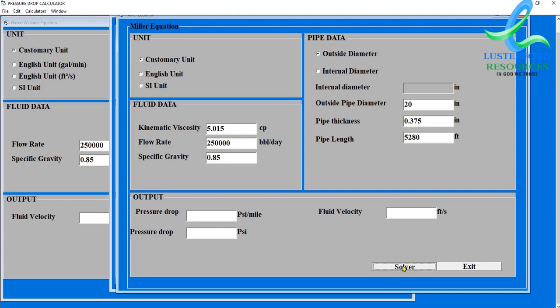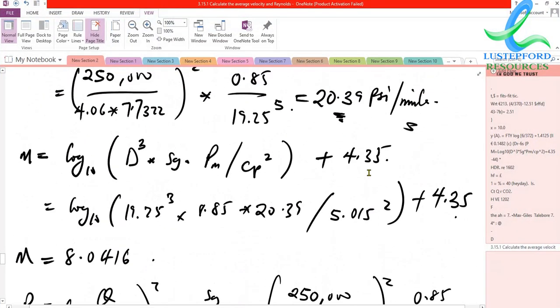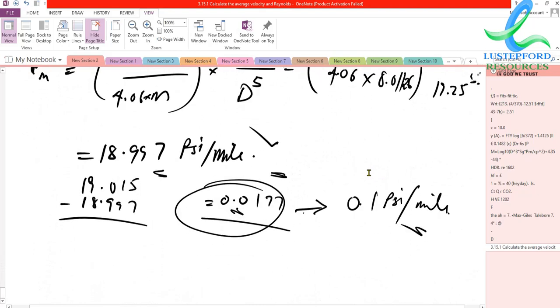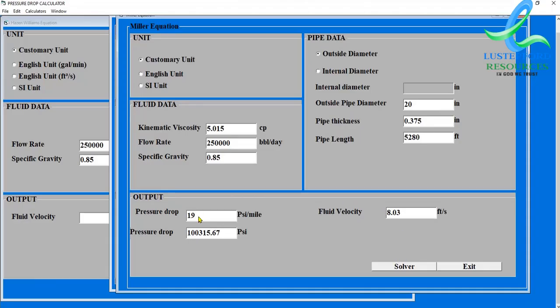Now let's calculate. You have the pressure drop to be 19. So let's look at what we got here. It's roughly 19. This is 18.997. So it's roughly 19. So 19 is the answer. So that is that.